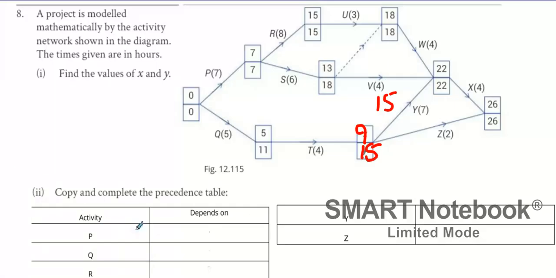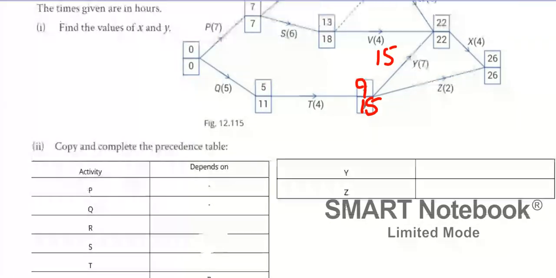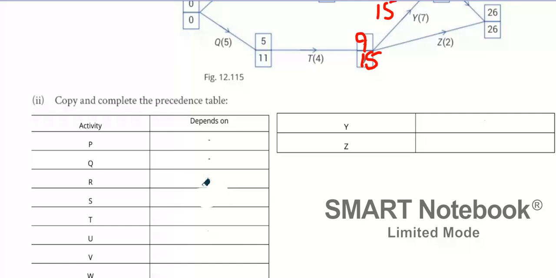You ready? What does activity P depend on? Does activity P depend on anything? No. Ready? Now guys, look at this. What does activity P depend on using your eyesight? What does P depend on? Nothing. What does Q depend on? Nothing. Okay, once again, using your eyesight, what does R depend on?